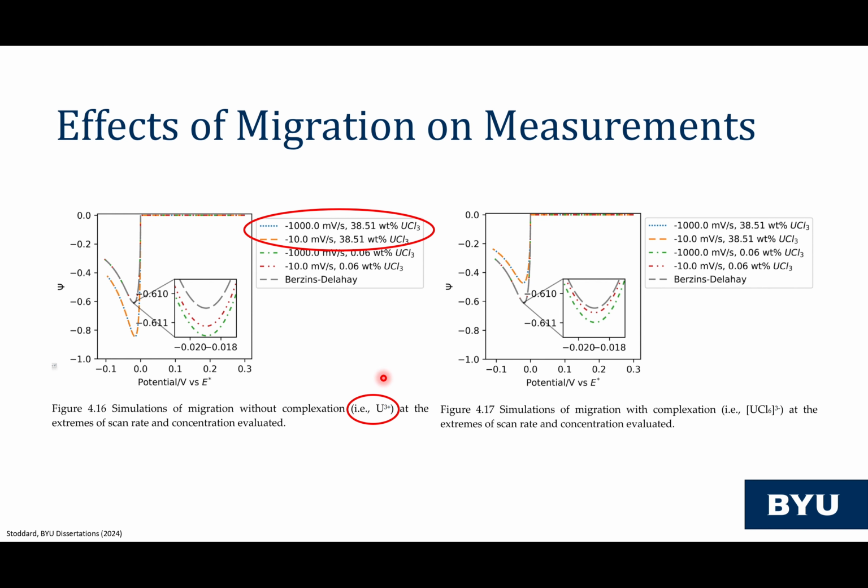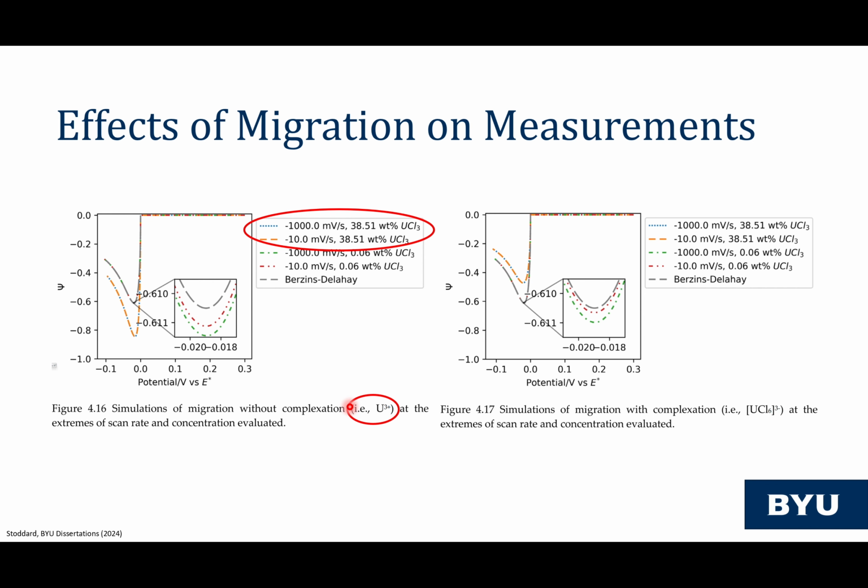Now, you'll notice here that in this case, he was assuming that the uranium is in a 3+ state, and he's assuming there's no complexation with the chloride ions. And so uranium in this case is a positive species. And so he's doing a reduction. And so when he considers migration, he actually has an increase in current because he's considering migration.